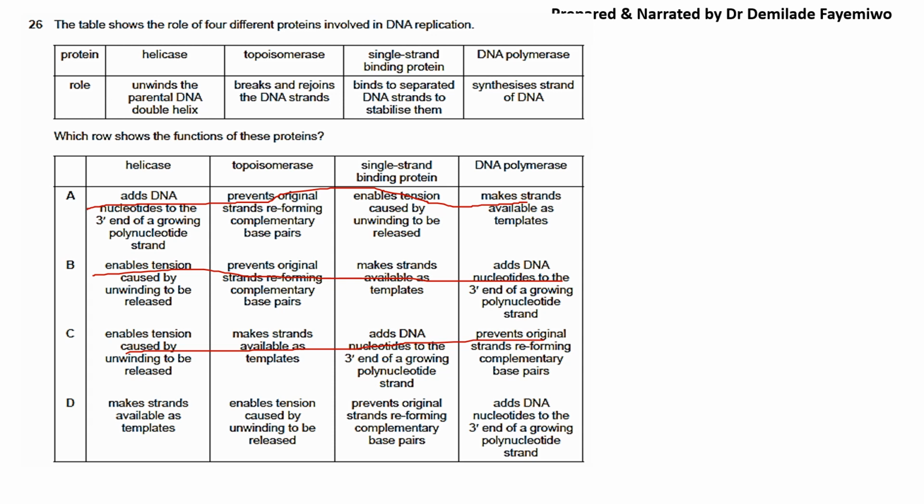Topoisomerase is the enzyme that sort of releases the tension that is caused. When you're unwinding on one side, you tend to make it a bit coilier on the other side, and so topoisomerase helps to relieve that tension. So that is correct. The single strand binding protein prevents original strands from reforming complementary base pairs. Yes, that's correct. And you have the DNA polymerase that adds DNA nucleotides to the 3' end of a growing polynucleotide strand, and that leads us to D as the answer. So again, you can see that this technique works. Simply focus on one and try to eliminate rather than trying to go through every single one.